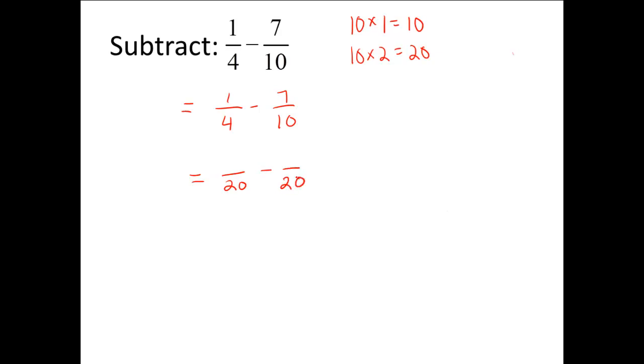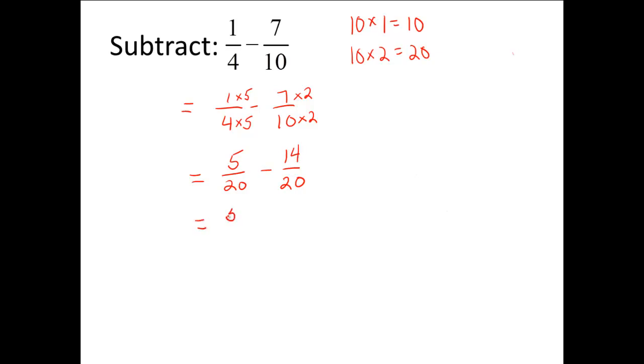We ask ourselves, what did I multiply 4 by to get 20? I multiplied by 5. So if I multiplied this denominator by 5, I also need to multiply that numerator by 5. So the new numerator will be 1 times 5, which is 5. What did I multiply 10 by to get 20? I multiplied by 2. So I also need to multiply this numerator by 2. Our new numerator will be 7 times 2, which is 14.